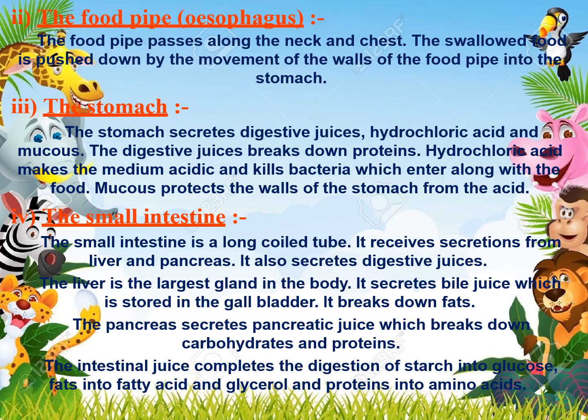Now next, that is the oesophagus, also known as the food pipe. From the mouth the food slides down into the oesophagus. It is about a 25 centimeter long tube. The food slides down the oesophagus in a wave-like motion due to the contraction and relaxation of muscles, called peristaltic movement, which helps in digestion.